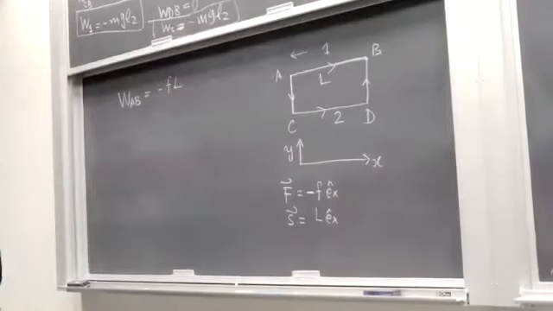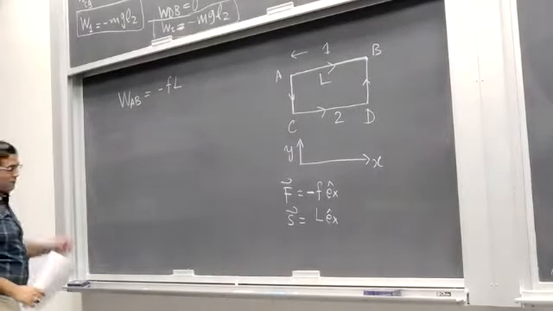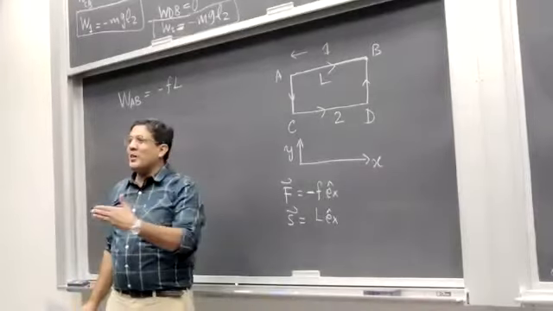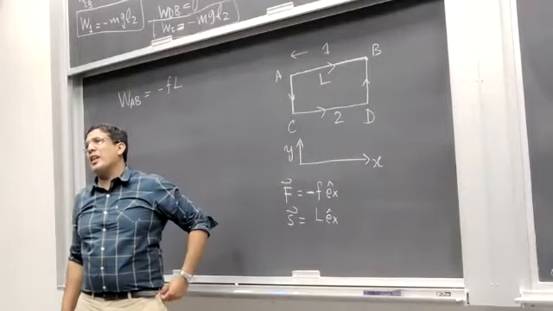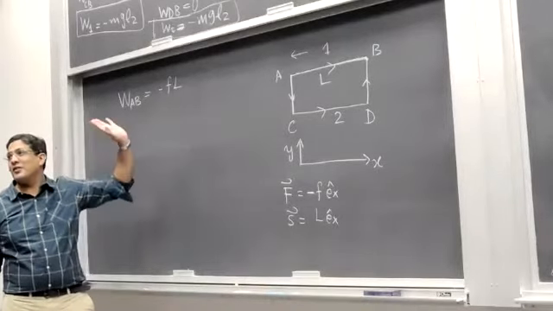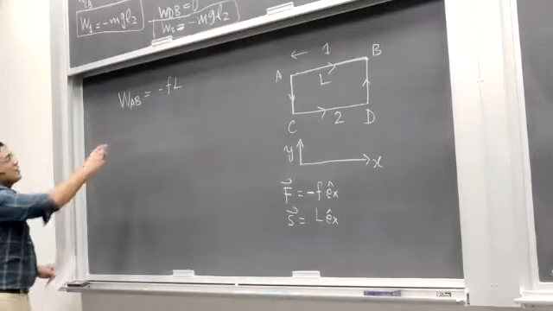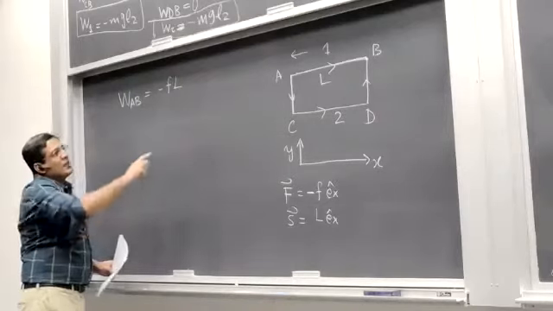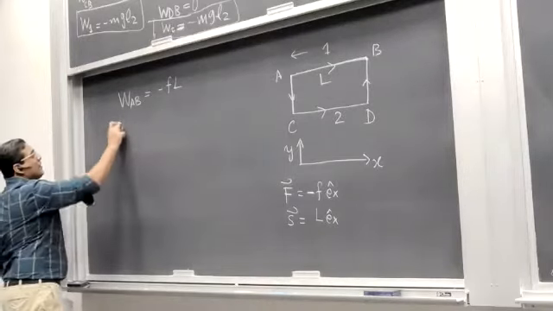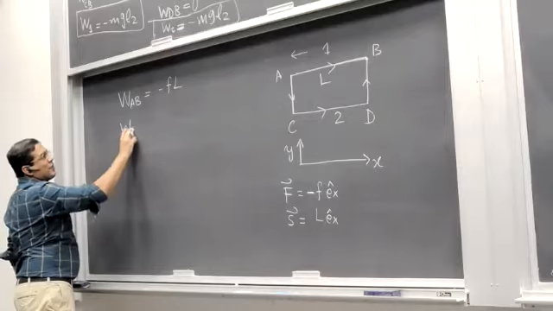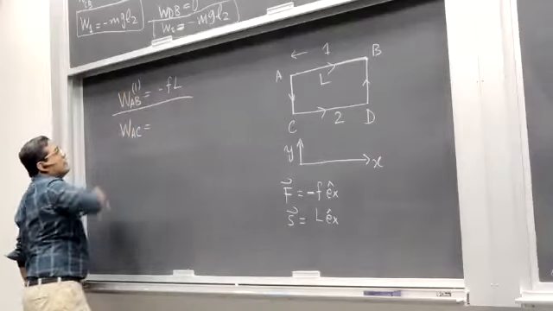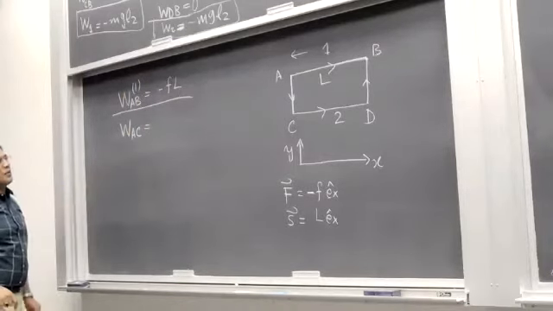Because friction is always opposing the motion, it's always in the opposite direction of the motion. Nearly always work done by a frictional force is negative. So this is the work done by the force of friction when you go from A to B. This is work done along path 1. Now let's go along the second path and calculate first the work done from A to C.